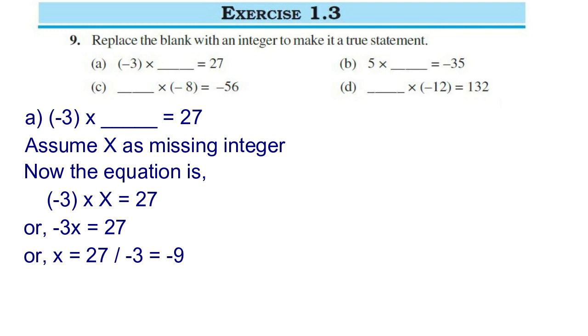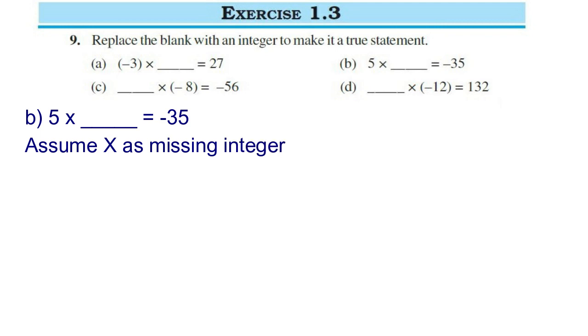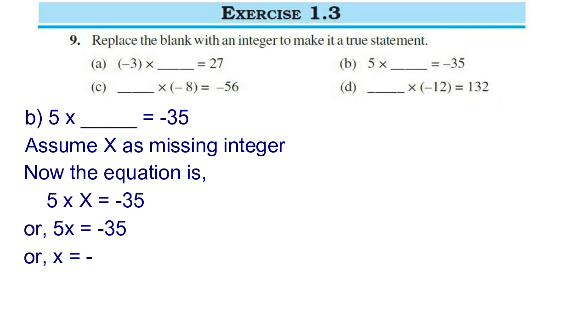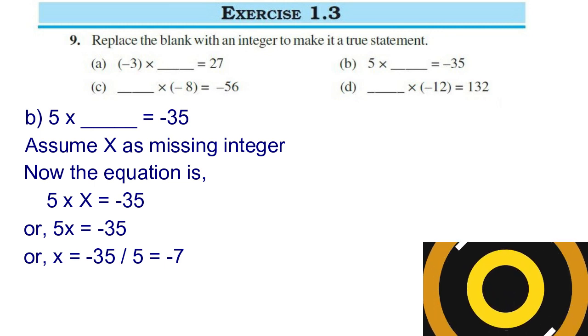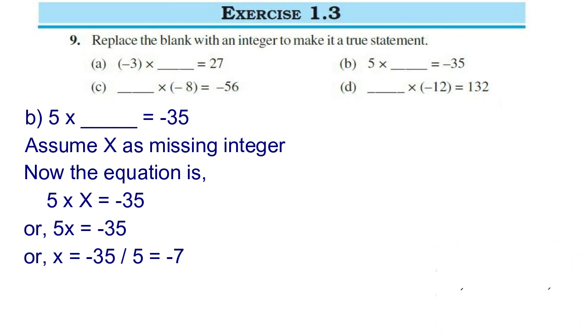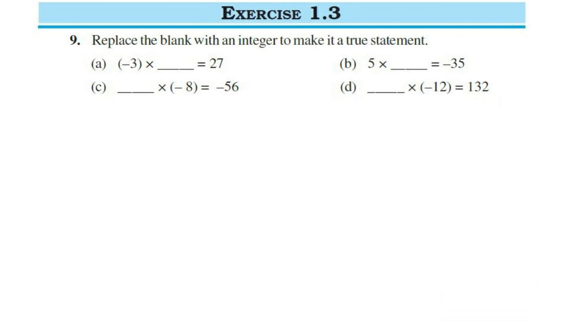Go to problem B. 5 into what equal to minus 35. So if you assume x as the missing integer, then we can write the equation 5 into x equal to minus 35. So x equal to minus 35 by 5 means minus 7. Next problems are so easy. Try those problems without taking any help.